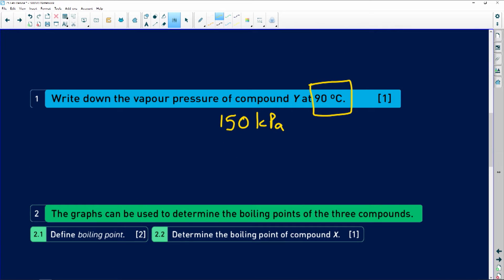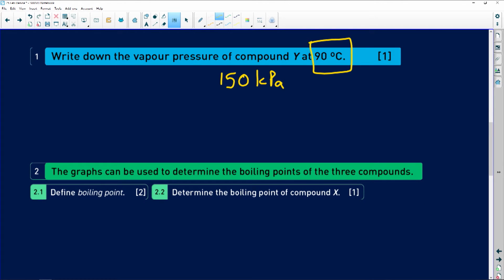The graphs can be used to determine the boiling point of three compounds. First of all, they want us to define boiling point. Now remember, these are easy marks. These are taken as level 1 or level 2 questions, so you need to learn your definitions really well. Boiling point is defined as the temperature. Don't forget, it's always a temperature. If we just say it's the point, you're not going to get your marks. Boiling point is a temperature.